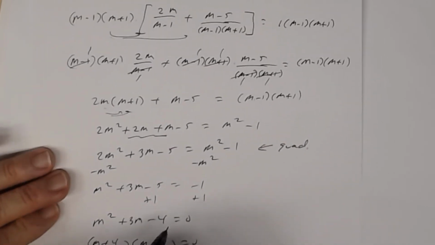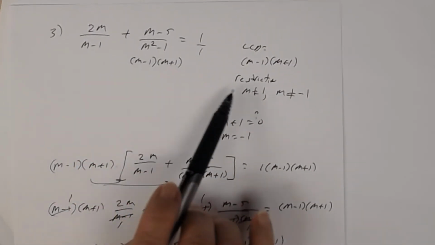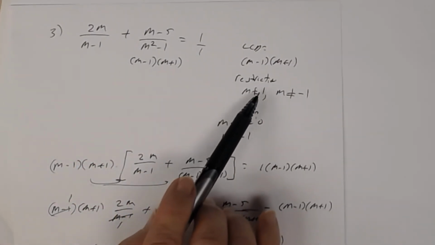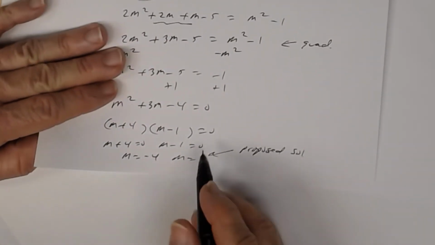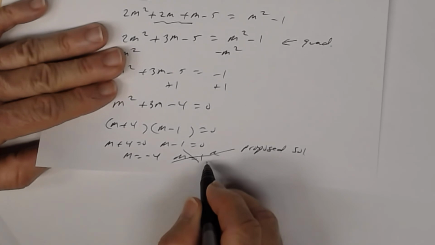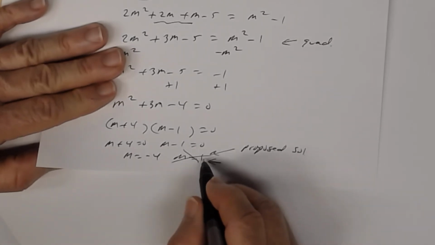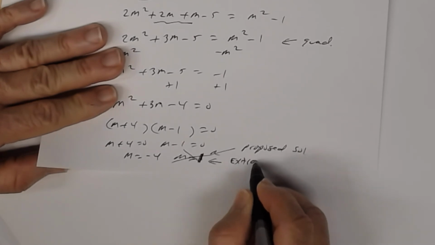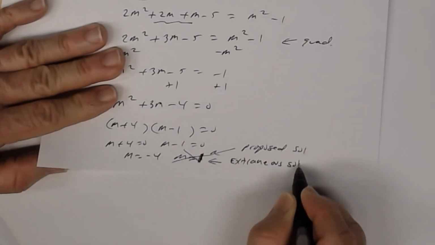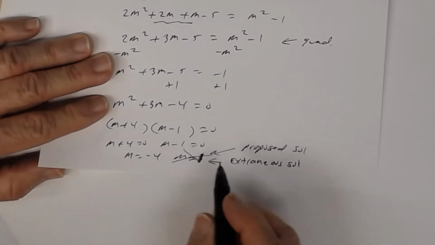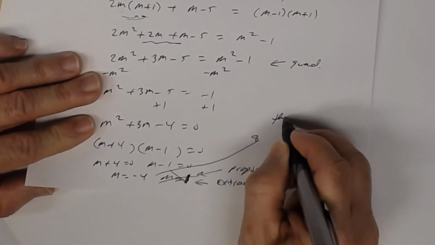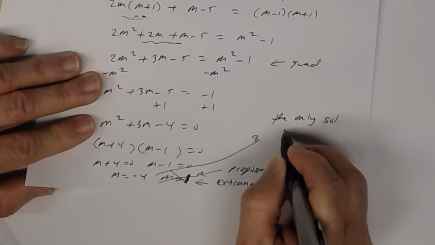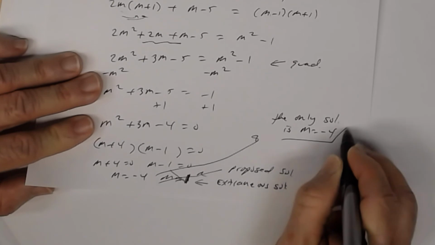But you got to ask yourself, are both of these or any of these solutions to the rational equation? So that's where your restrictions come in. So I can't use 1 or negative 1, and notice this is 1. So this proposed solution, m equal 1, that's a 1 here, sorry. So that solution is extraneous, so that's an extraneous solution. So m equal negative 4 is the only solution. So the only solution is m equal negative 4.